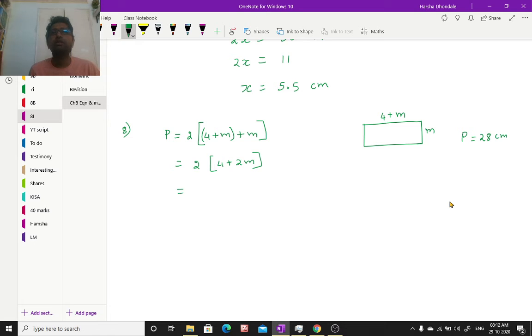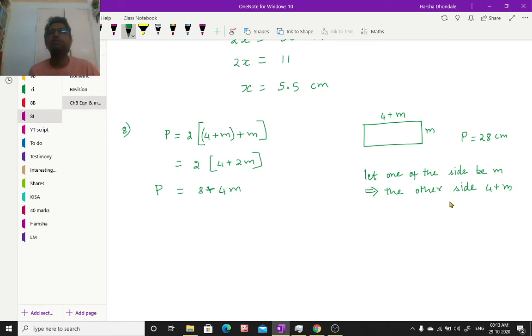Then, oh wait, before this, you just write here, let one of the sides be m. This implies the other side is 4 centimeters longer than this, so which is 4 plus m. Yeah, and now you can come to this equation. P is equal to 2 into 4 plus m, and then 2 into 4 plus 2m, and multiply this. 2 4s are 8 plus 2 2s are 4m. P is equal to 8 plus 4m.